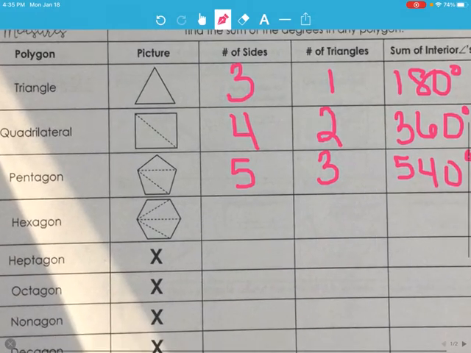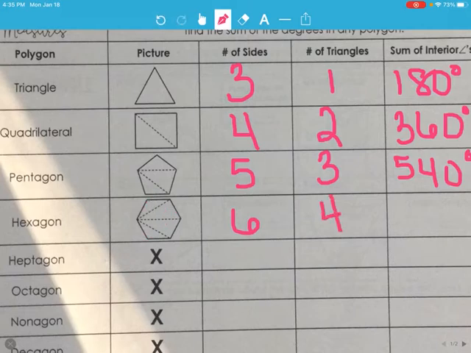We're just going to keep going down here and filling this out. Hexagon is a 6-sided figure. Again, in the picture, I see all these triangles within it, so I see 4. And 180 times 4 is 720.